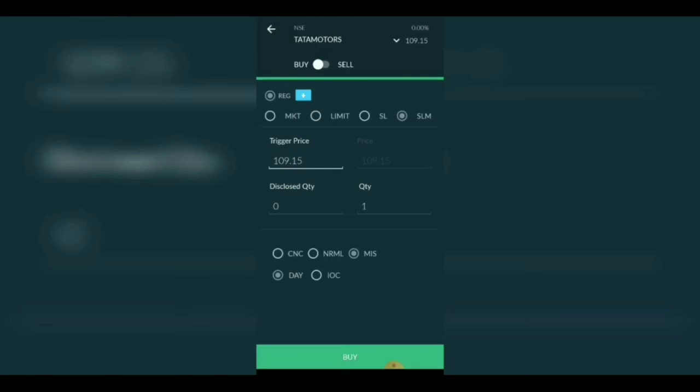Below this, you will find the day option, which means your order will be valid throughout the trading period of the day. If you choose the IOC option, if the trade is not executed immediately, it gets cancelled.